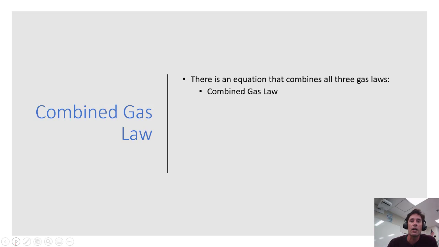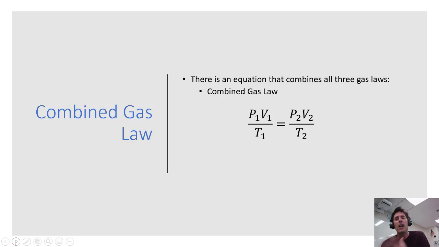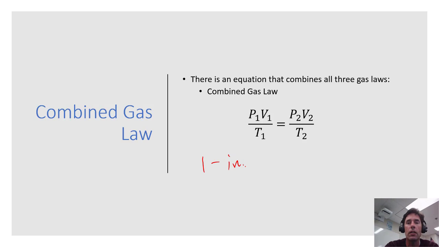Let's take a look at the combined gas law. In particular, what we're looking at is how pressure, temperature, and volume are related to each other. Here is the relationship between pressure, volume, and temperature. You're going to say, well, what are the ones and the twos? The one would be the initial pressure, initial volume, initial temperature, and P2, V2, T2 would be the final. The ones would be the initials, and the twos would represent the finals: the final pressure, temperature, and volume, and so on and so forth.